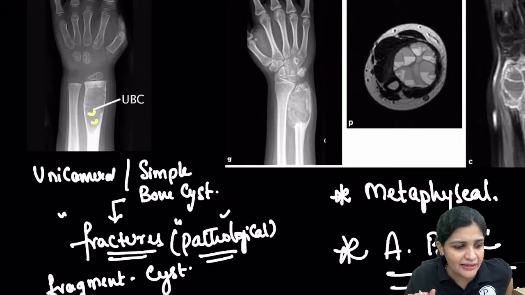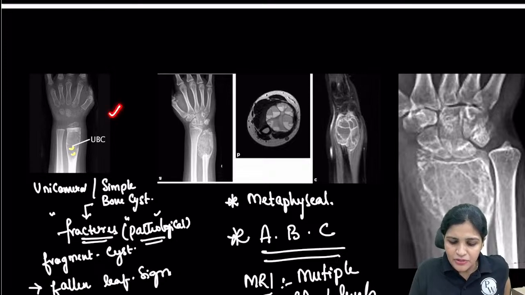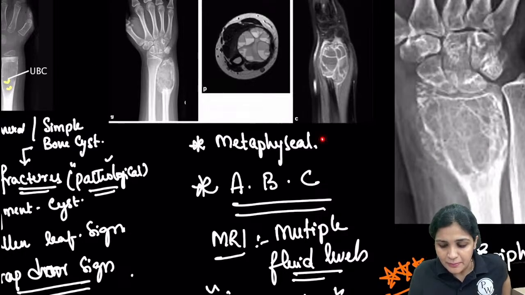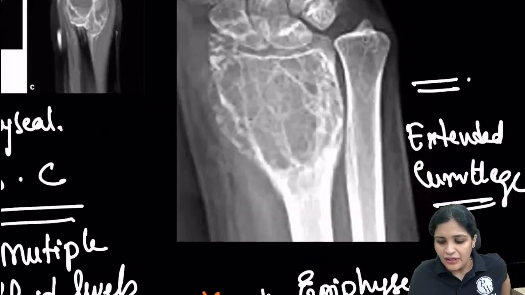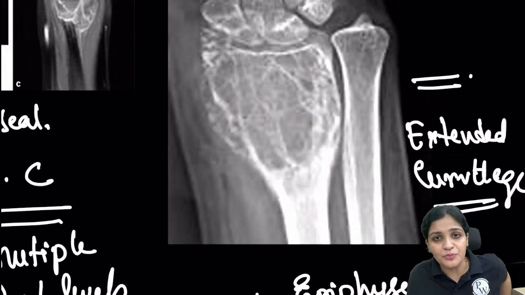Okay, can you identify it now clearly? Yes? Yes, ma'am. Very good. So this is simple bone cyst. This is ABC, aneurysmal bone cyst. The important things you have to remember are metaphyseal origin and multiple air fluid levels. And where do you see this? You see it on the MRI. And here you see multilocular. This is GCT, multilocular, which will give you the appearance of a soap bubble appearance.